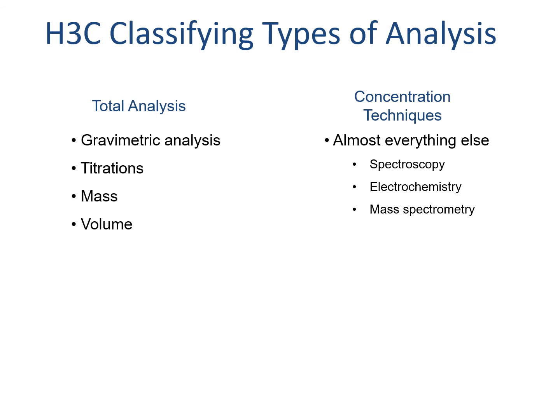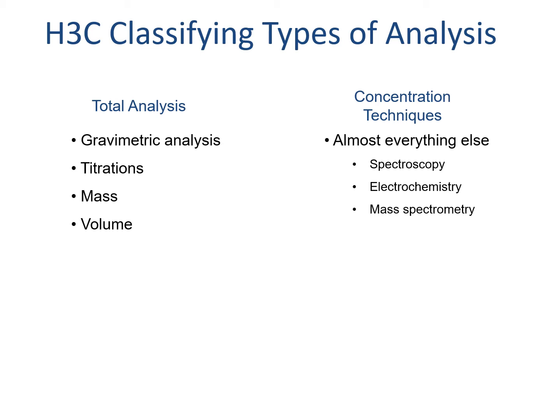There are two main types of analysis, a total analysis and concentration techniques. In a total analysis, an entire sample is used for the determination. We may precipitate all the chloride out of solution to take a mass for a gravimetric analysis. So we take the entire solution, get all the chloride out, and we measure all of it. Or we may titrate all of the acid in the sample. Or the measurements may be as simple as all of the mass or all of the volume in a sample.